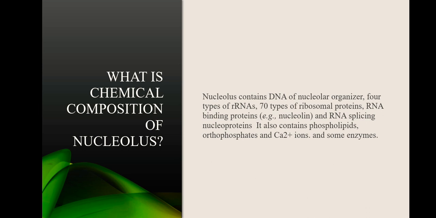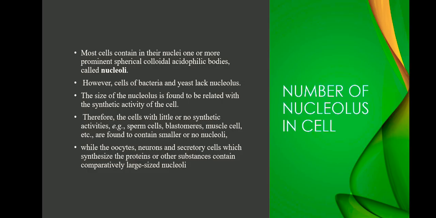What is the chemical composition of nucleolus? Nucleolus contains DNA of nuclear organizer, 4 types of rRNA, 70 types of ribosomal protein, RNA binding protein, for example nucleolin, and RNA splicing nucleoprotein. It also contains phospholipids, orthophosphate, and calcium ion and some enzymes.